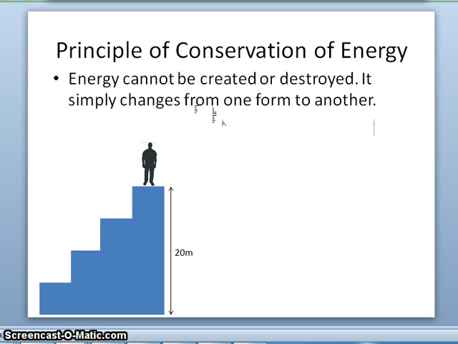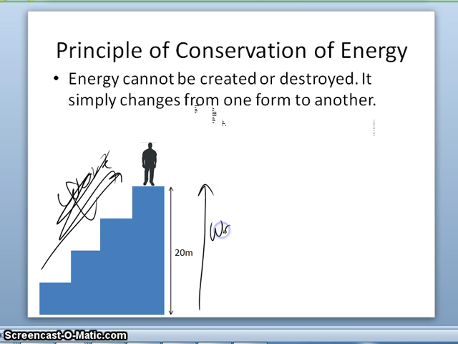And so this energy that the person gained in gravitational potential energy by climbing these stairs had to come from somewhere. In this case, it came from the amount of work that he did to climb those stairs. So the work in this case is equal to the gravitational potential energy that he gains.